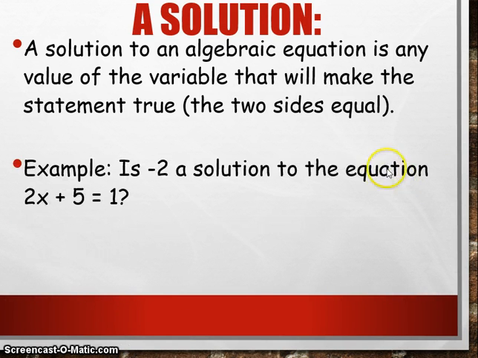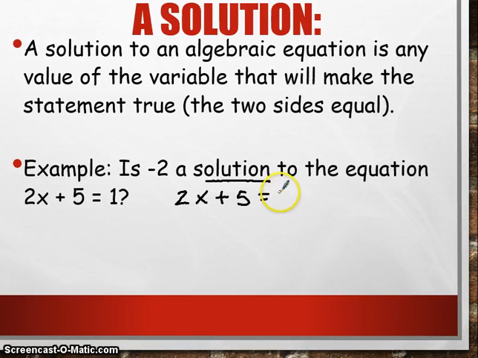Now, checking a solution is very important because if you can check a solution, you can know that you are either right or wrong. And if you're right, you're good to go. If you're wrong, you can go back and check your work. So let's look at an example. Is -2 a solution? In other words, does it make the equation true to the equation 2x plus 5 equals 1?